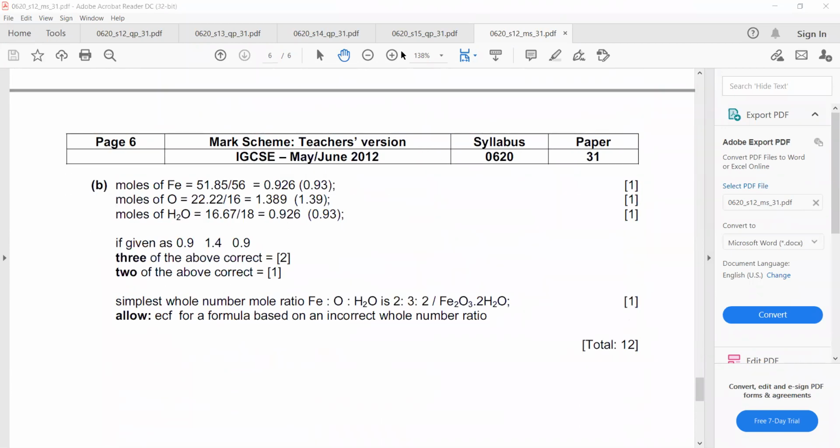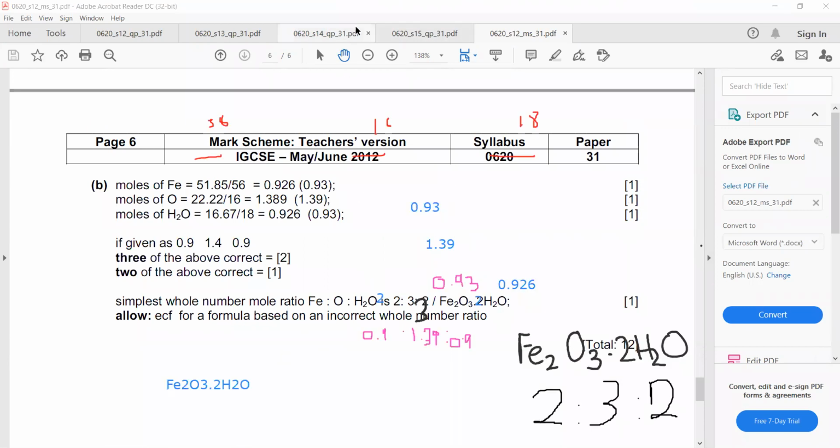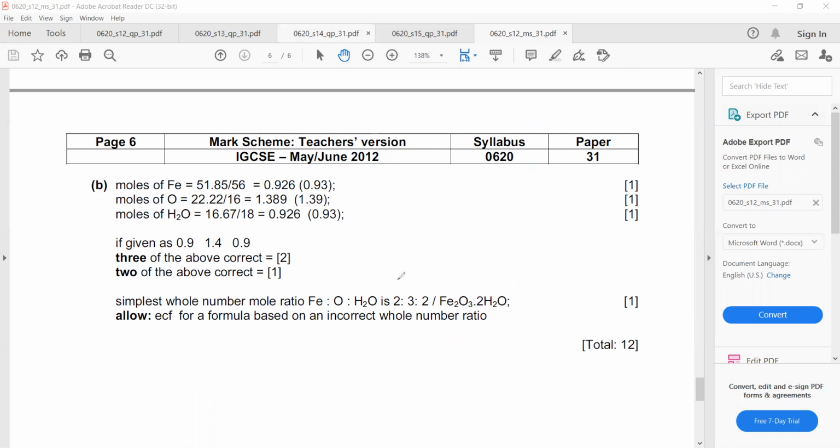So these are the things. You were getting 0.93, 1.39, 0.93. When we divide by the smallest value, the final answer is Fe2O3.2H2O, because the simplest ratio is 2:3:2.